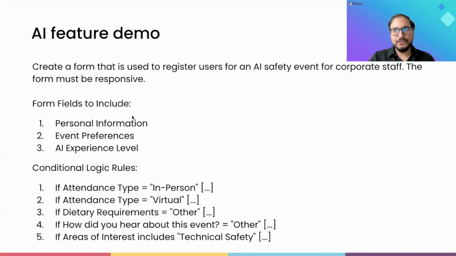I've mentioned that I want the form fields to have personal information, event preferences, and AI experience level. You'll see later on that there's actually a more detailed breakdown of exactly what type of form fields they would be. I've also specified some conditional logic rules: if the attendance type is in person, then I want you to execute some actions, in this case showing or hiding a form field. Or if the attendance type equals virtual, I want you to execute some actions, and so on and so forth. You can see I've written 5 different types of conditional logic that you can specify, and of course you can specify as many as you want, but this is just an example.